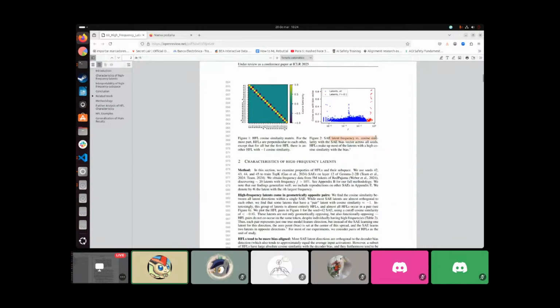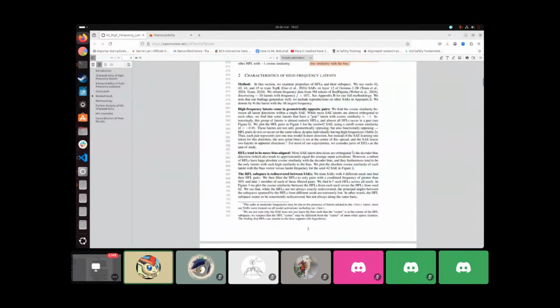Sparse encoders latent frequency versus cosine similarity. Yeah, they are so similar to the bias. I don't know what that means, but maybe they have some idea.